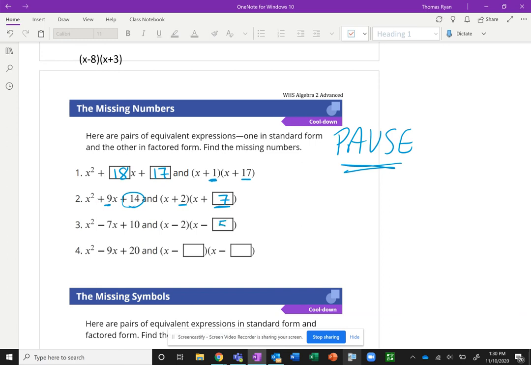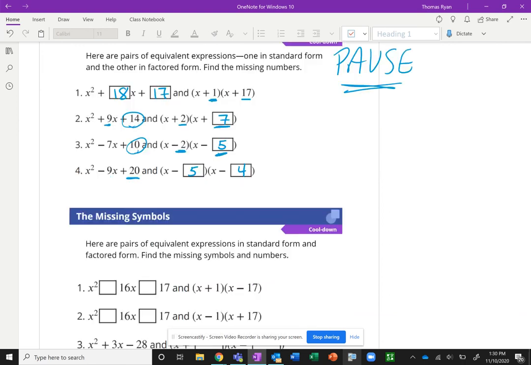Same thing, right? This has got to be a 5 because negative 2 times negative 5 would give us 10. Also add to negative 7. And then, all right, we're looking for factors of 20, both negative, that are going to combine to be 9. So we know it's going to be a 5 and a 4.